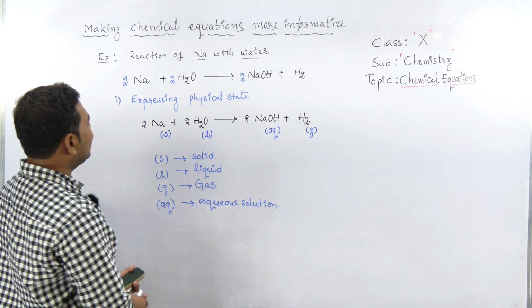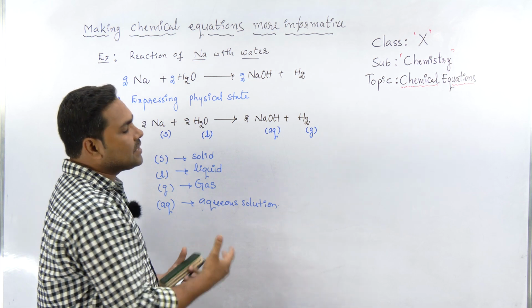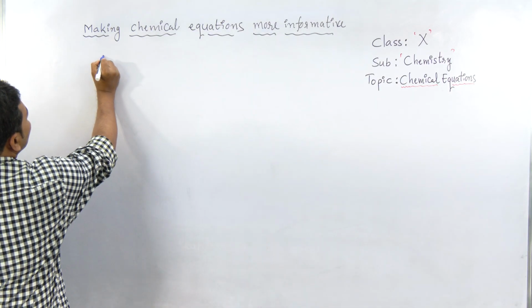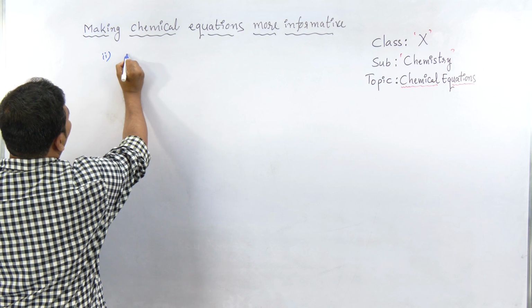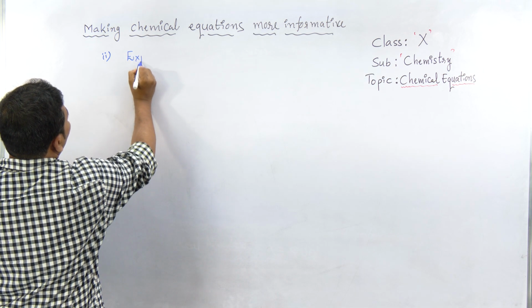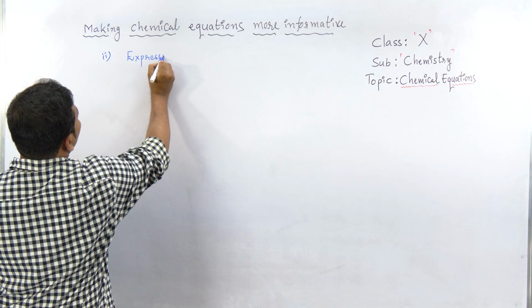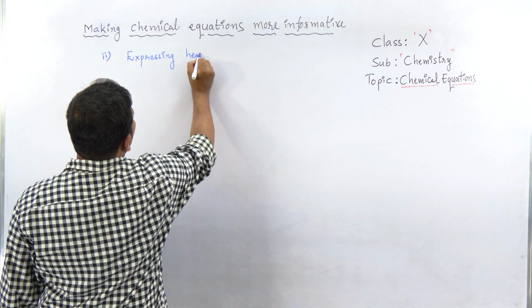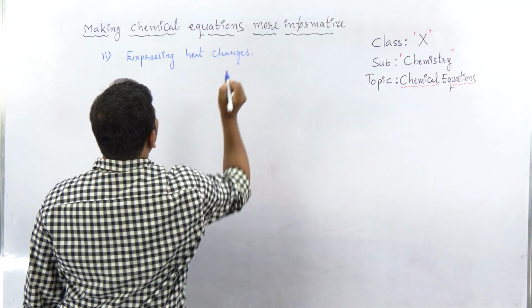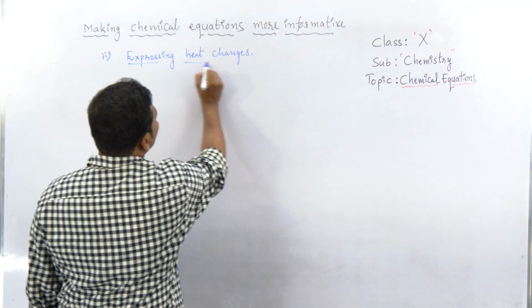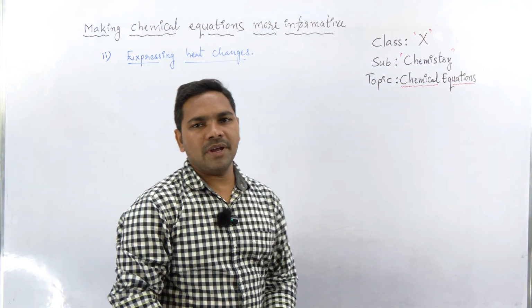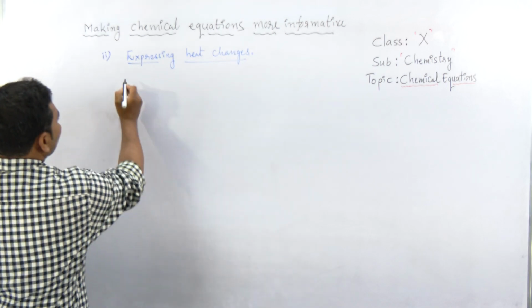Now let us see other extra information we can add. Next, number 2 is expressing heat changes during a chemical change, during a chemical reaction. Let us see an example here.